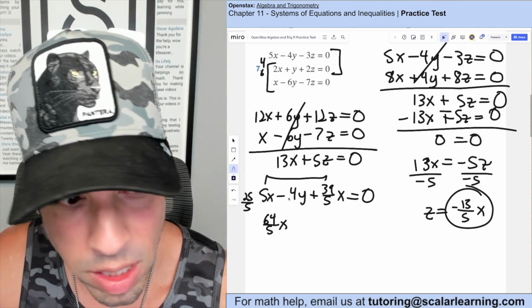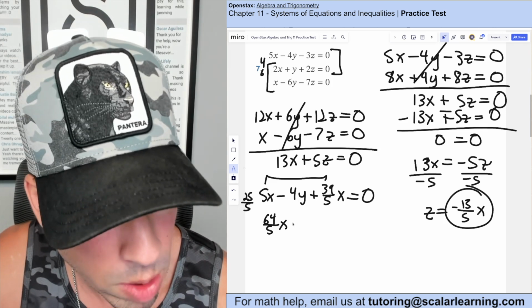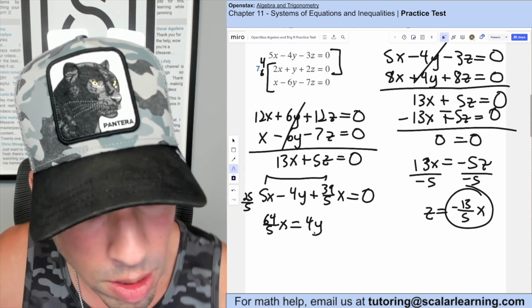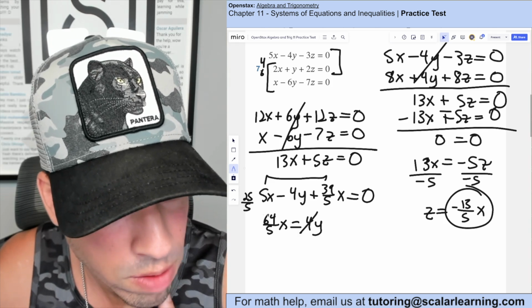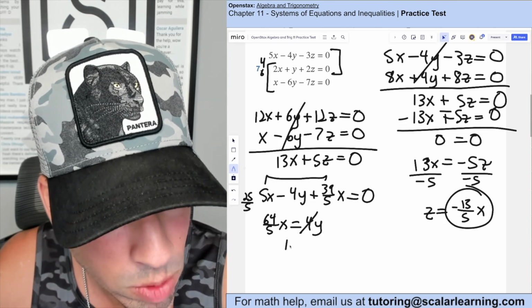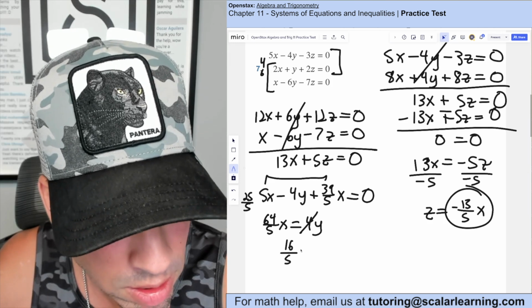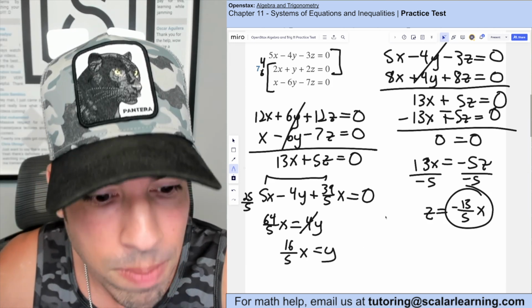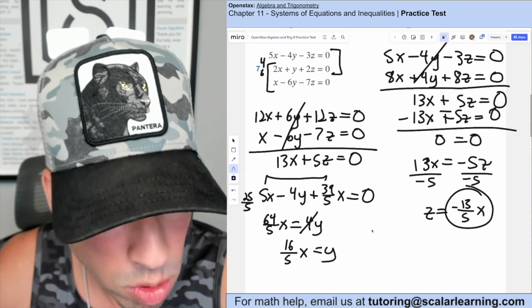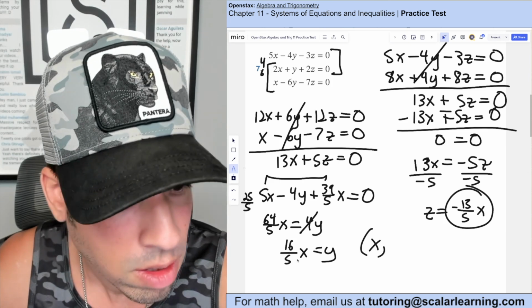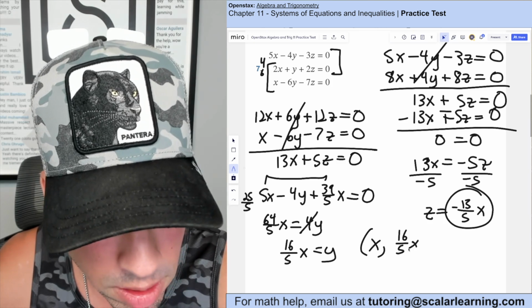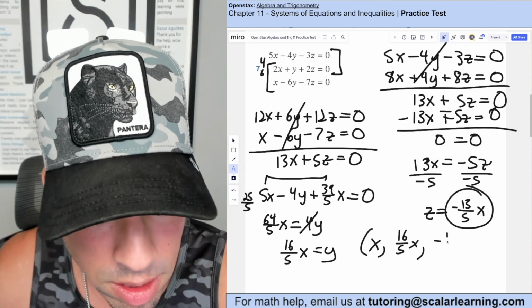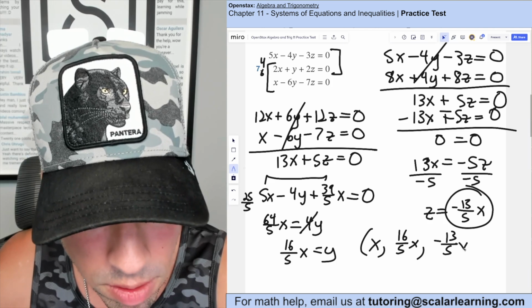And I'm going to simultaneously, since I got it equal to 0, add 4y to the other side and say that's 4y. And again, let's isolate y, so we need to divide by 4. So when I divide by 4, I do 64 divided by 4, which is 16. So I got 16/5 x is equal to y. So now if I put this all into coordinate format, I got x is x, y is 16 over 5 times x, and z is negative 13 over 5 times x.